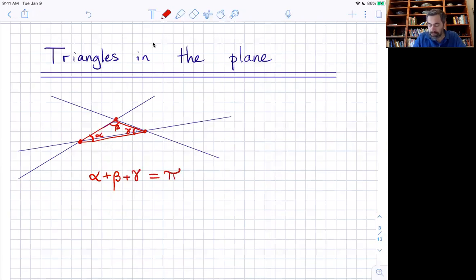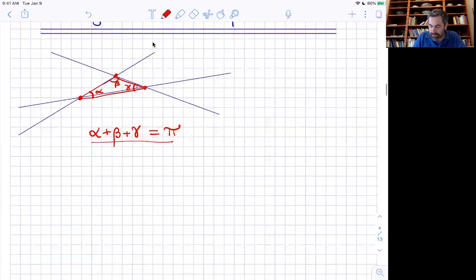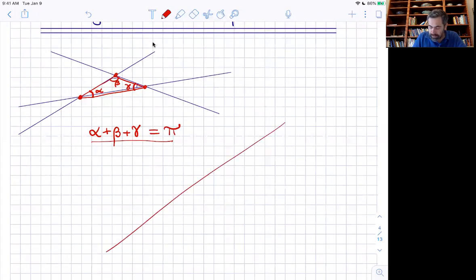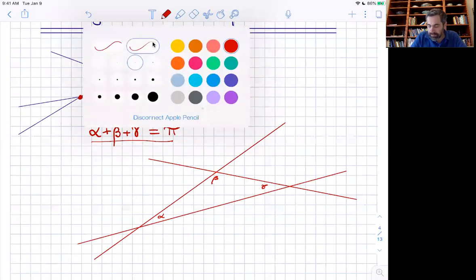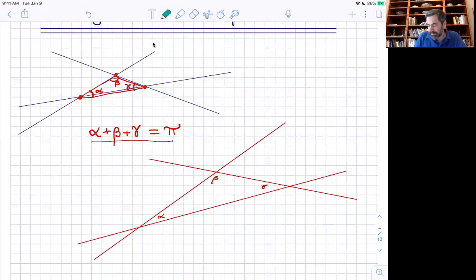And I thought maybe we should actually prove this standard Euclidean theorem. Let me draw another copy of these. Let me pull this a little bit. I'll draw another triangle for you, and we'll try to prove this theorem. So here's another triangle, and I'm going to show that these three angles add up to pi. This is something that Euclid knew 2,000 or more years ago. So here's how the proof works.